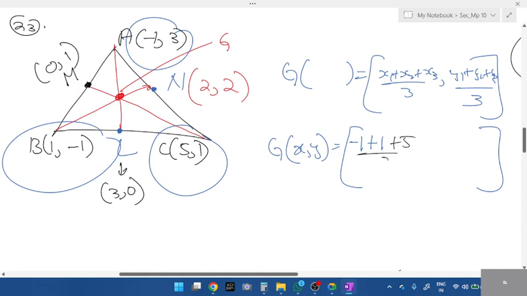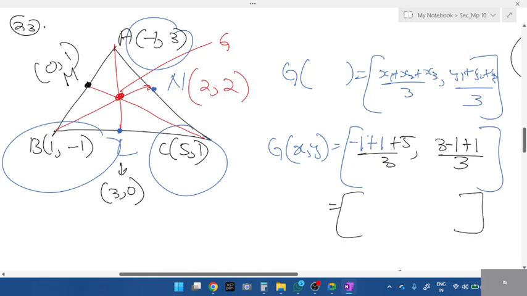Plus 5 divided by 3. Tell me why. 3 minus 1. Any confusion in this? No. The thing is, you're not thinking. You're not thinking what to answer. As soon as I ask, randomly you tell some number.